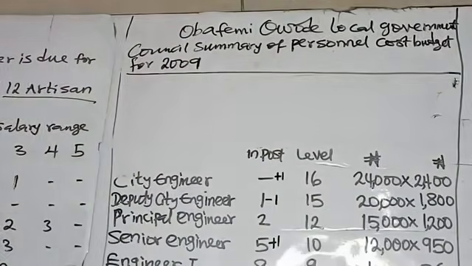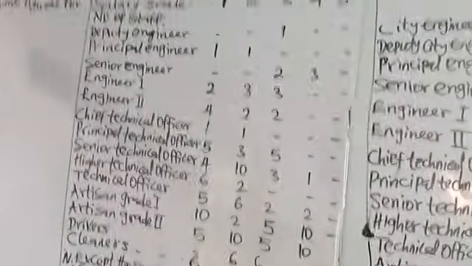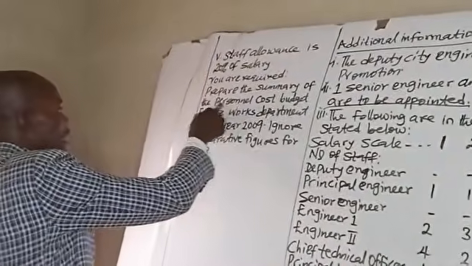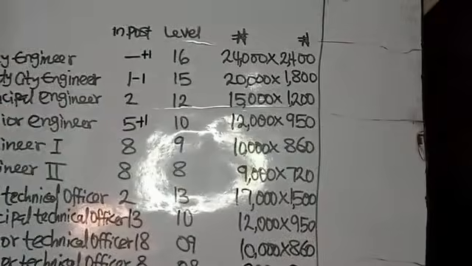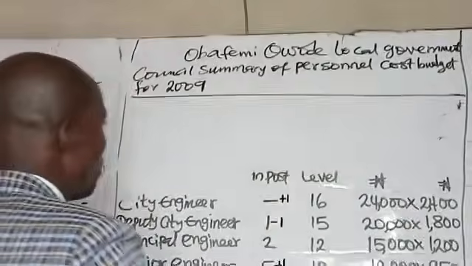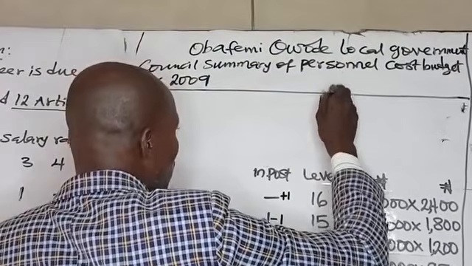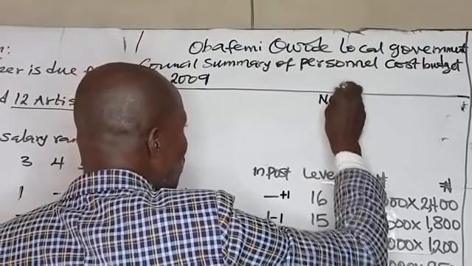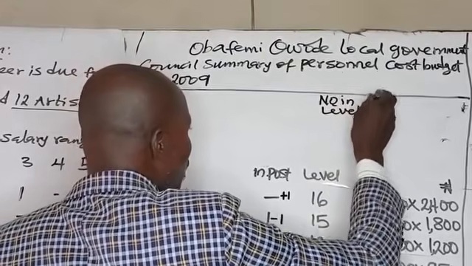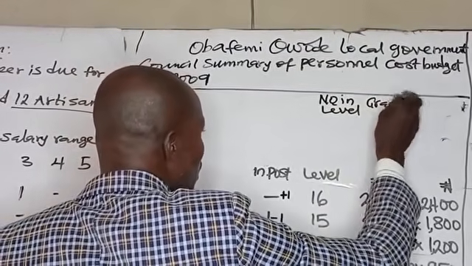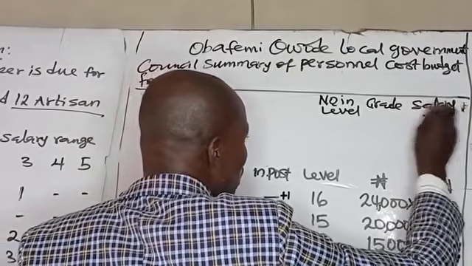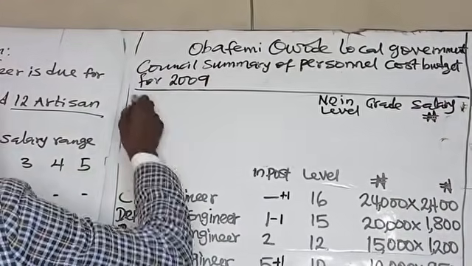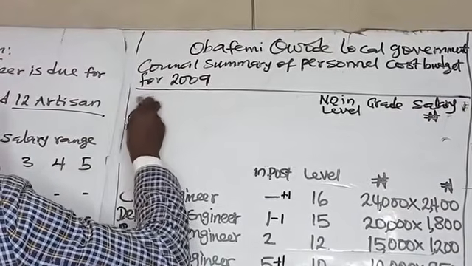If you go back to the question, you were told to prepare the summary of personnel cost budget for the works department for the year 2009. So you are going to have number in grade level, we have grade, then we have salary. So we have city engineer.